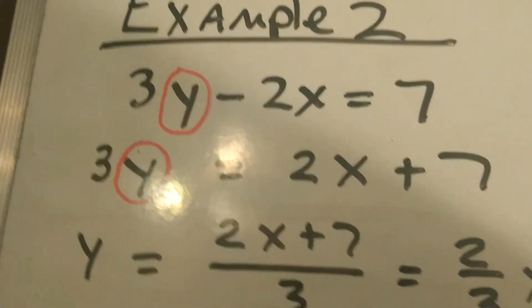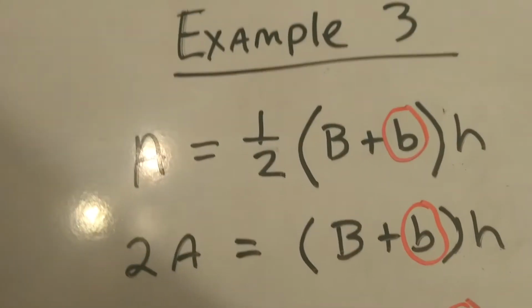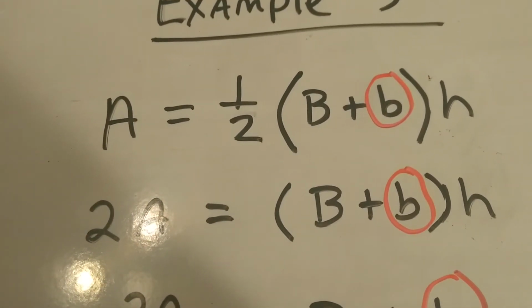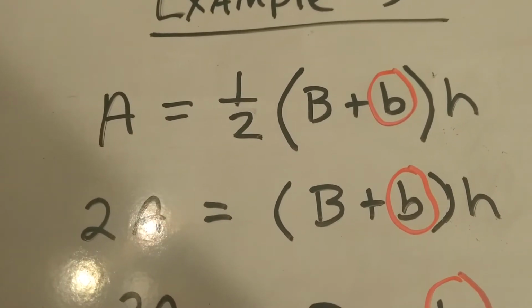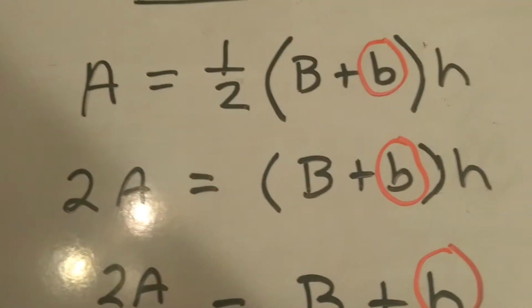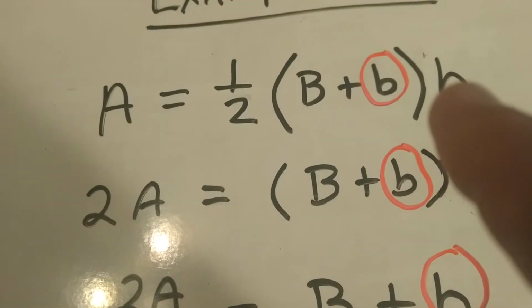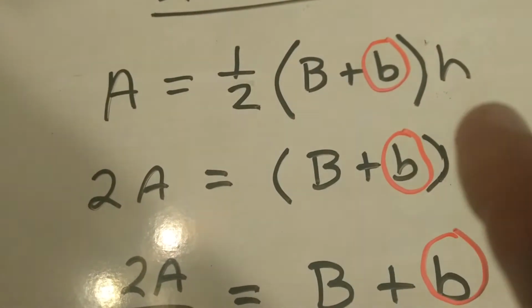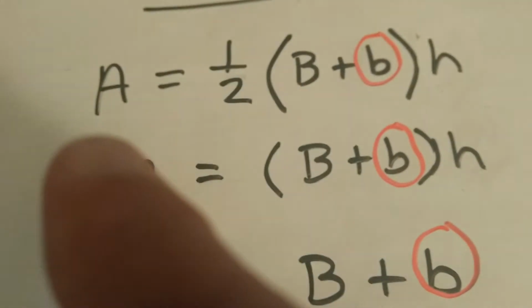Coming over here to example 3, and notice again, I circle the variable I'm trying to get by itself because it helps me see what's attached to it and how I need to get rid of it. Example 3, we have A equals 1/2 times big B plus little b in parentheses times h. We're solving for little b. Well, before I can even look at little b, I got to get rid of this 1/2 and this h. By getting rid of what's outside the parentheses, I get rid of the parentheses, then I can deal with it. So in order to get rid of 1/2, I'm going to multiply both sides by 2.